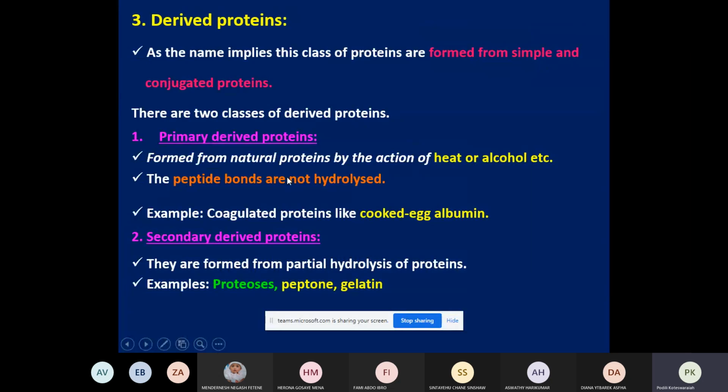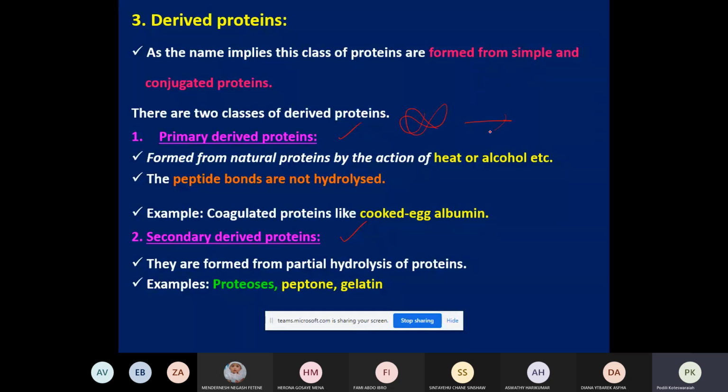And the third class is the derived proteins, and these derived proteins are mainly the degradation products obtained from the normal proteins, either by hydrolysis or by coagulation by heat or alcohol. So these derived proteins are again further classified into two types. One is the primary derived protein. The second one is the secondary derived proteins.